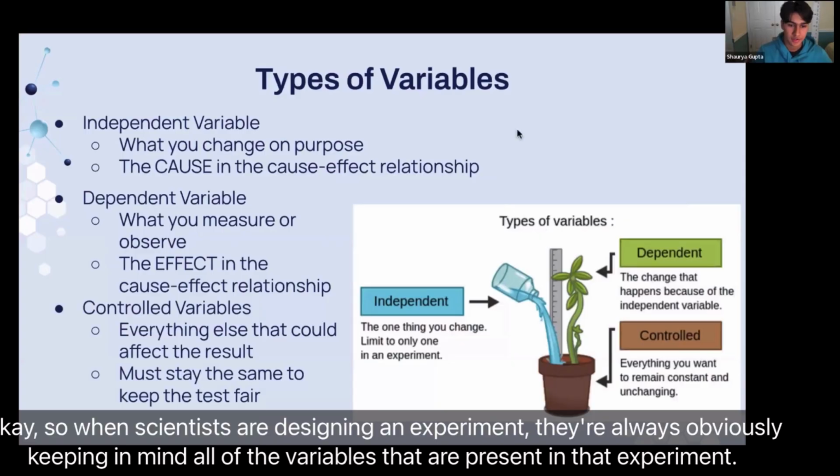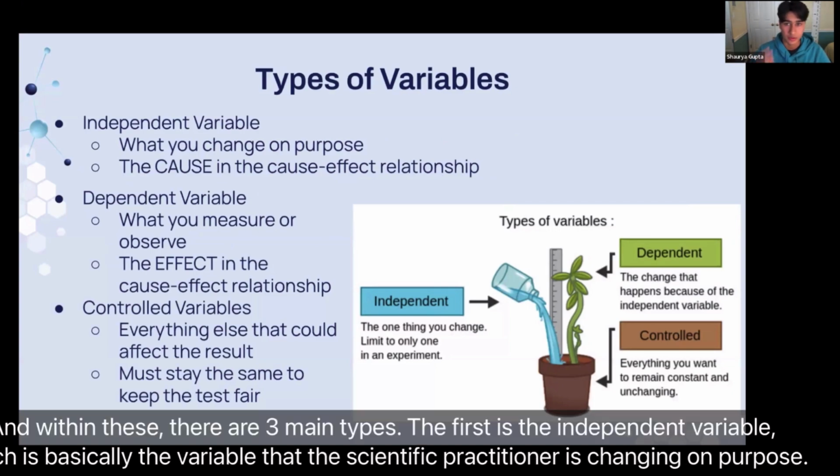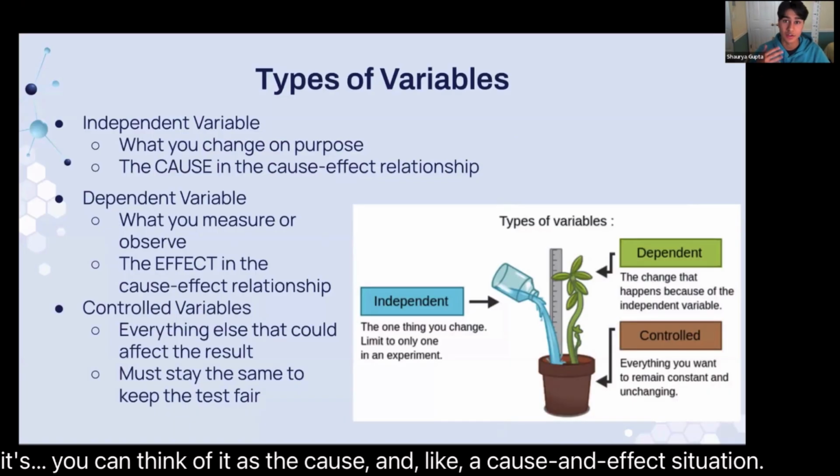Okay. So when scientists are designing an experiment, they're always obviously keeping in mind all of the variables that are present in that experiment, which are basically just the parts of the experiment that can change. And within these, there are three main types. The first is the independent variable, which is basically the variable that the scientific practitioner is changing on purpose. You can think of it as the cause in a cause and effect situation.